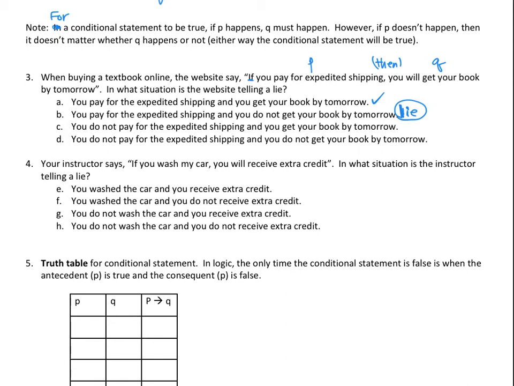Part C. You did not pay for the expedited shipping and you get your book by tomorrow. I'm not going to complain. I didn't pay for it, but I got it by tomorrow. So technically they didn't lie, because they didn't say anything about what happens when you don't pay for the expedited shipping, right? So I still get it by tomorrow. That's okay. Part D. You do not pay for the expedited shipping and you do not get the book by tomorrow. Well, okay, that's also okay. Again, they didn't say anything about what happens when you don't pay for the expedited shipping.